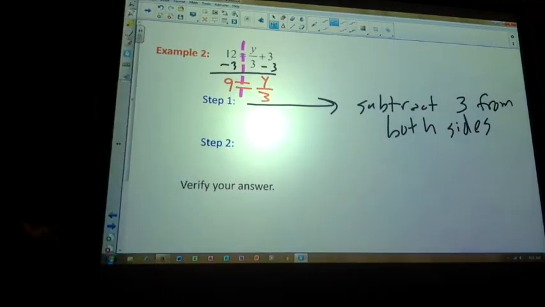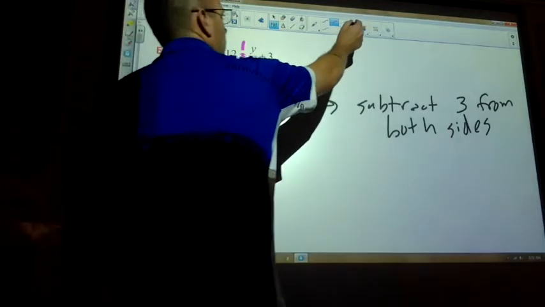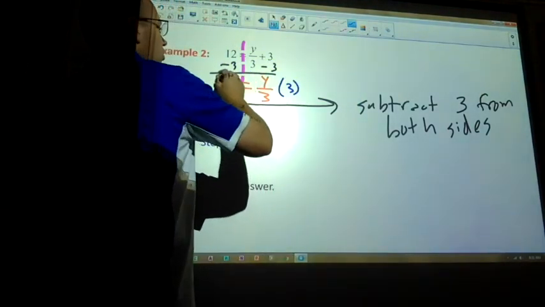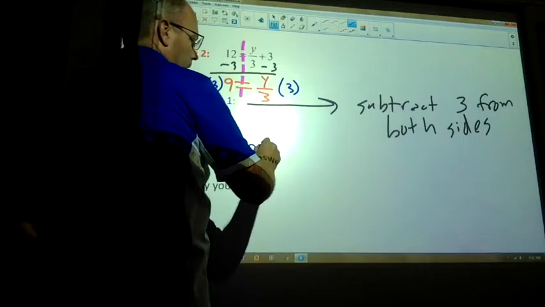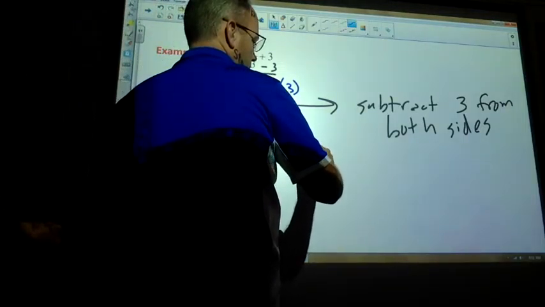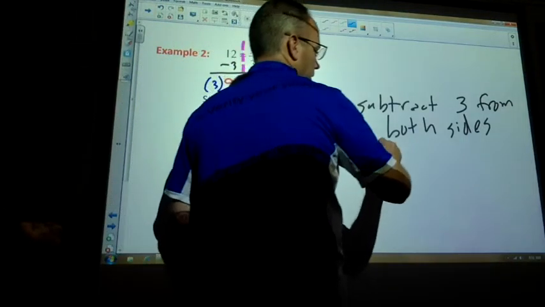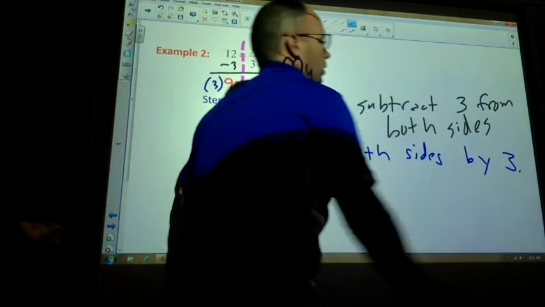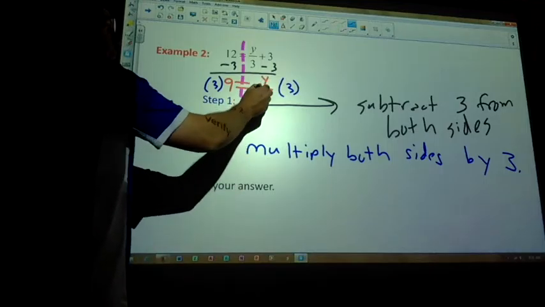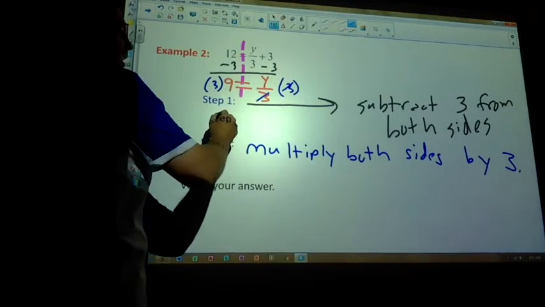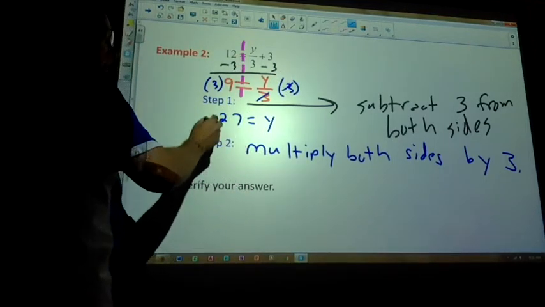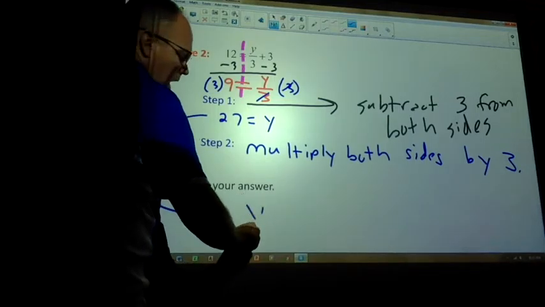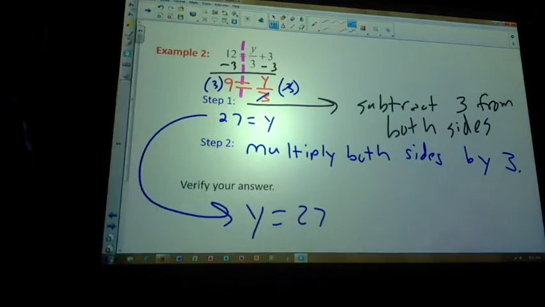What's my next step? Yeah, multiply both sides by 3. So I'm doing this, and I'm doing this. So multiply both sides by 3. Because it was division, so the undo of division is multiplication. So that cancels that. That looks like I get 27 is equal to y. So my answer will be y is equal to 27. Could I have left it as 27 equals y? Yeah, it would have been totally okay.